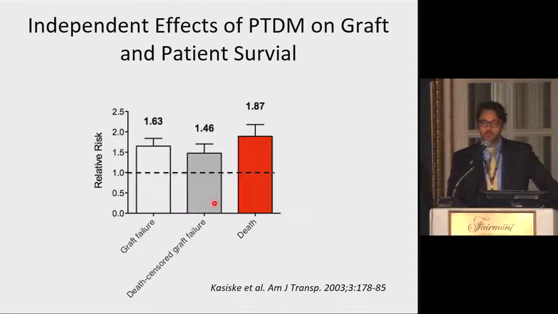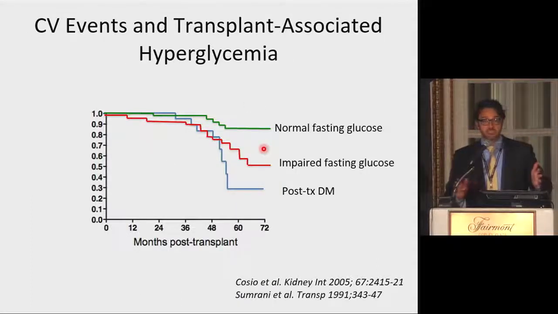It's critical also because it's associated with a lower rate of graft survival and a lower rate of patient survival. And these are the relative risks, either graft failure, death-censored graft failure, as well as death. And not only that, it's a spectrum. If you develop diabetes after transplant, then your risk of cardiovascular events is much higher. However, even if you have just impaired fasting glucose, so you're not at the criteria of true diabetes, your cardiovascular risk is significantly increased compared to normal fasting glucose. So we have to be very attentive to this population in particular.